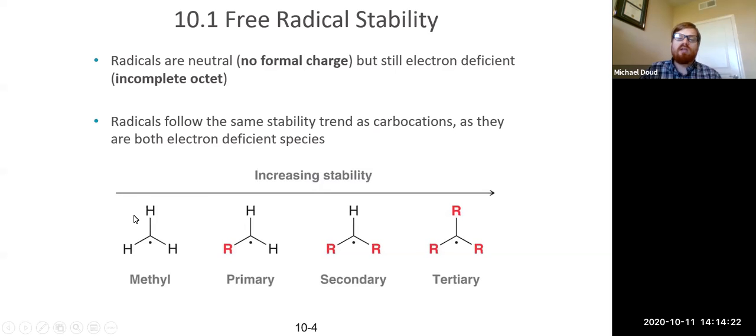So following along here, if you recall from carbocations, the methyl radical in this case is the least stable. A primary radical, that's 1 carbon that's bonded to 1 other carbon, is more stable. Then secondary, that's where your radical carbon is bonded to 2 other carbons. And then finally, tertiary carbons are the most stable of this group, not taking into account resonance effects, because it's bonded to 3 different electron donating carbon groups here.